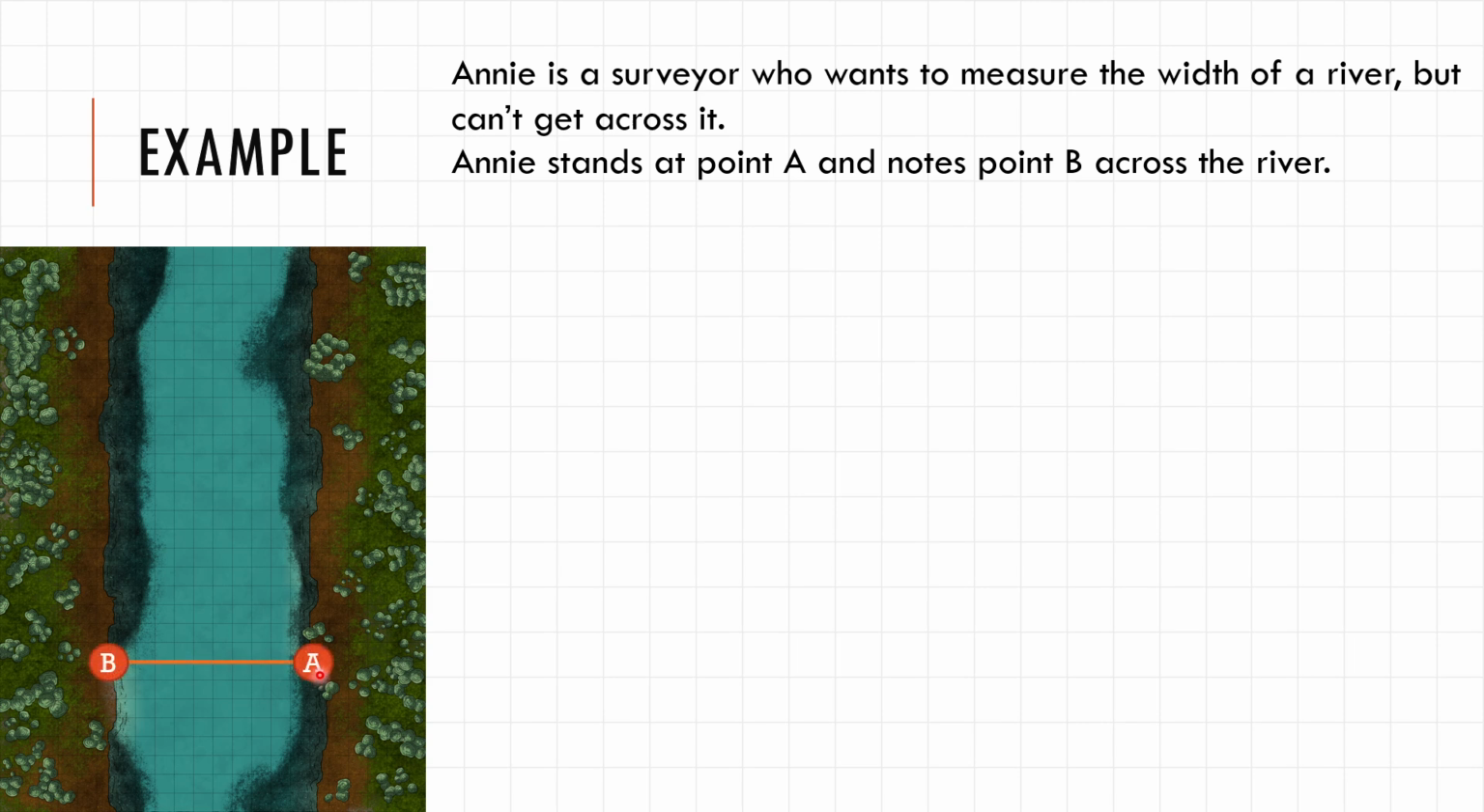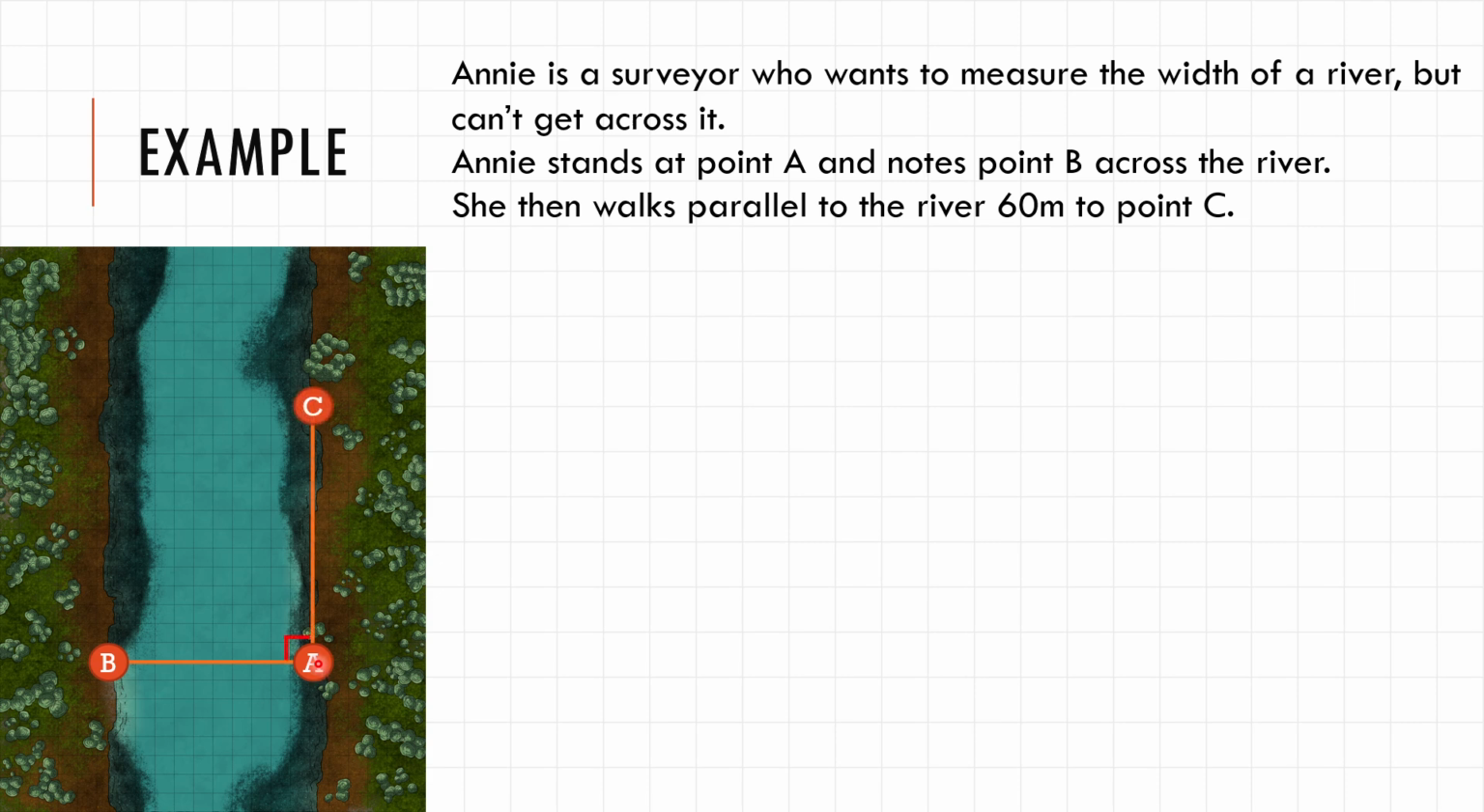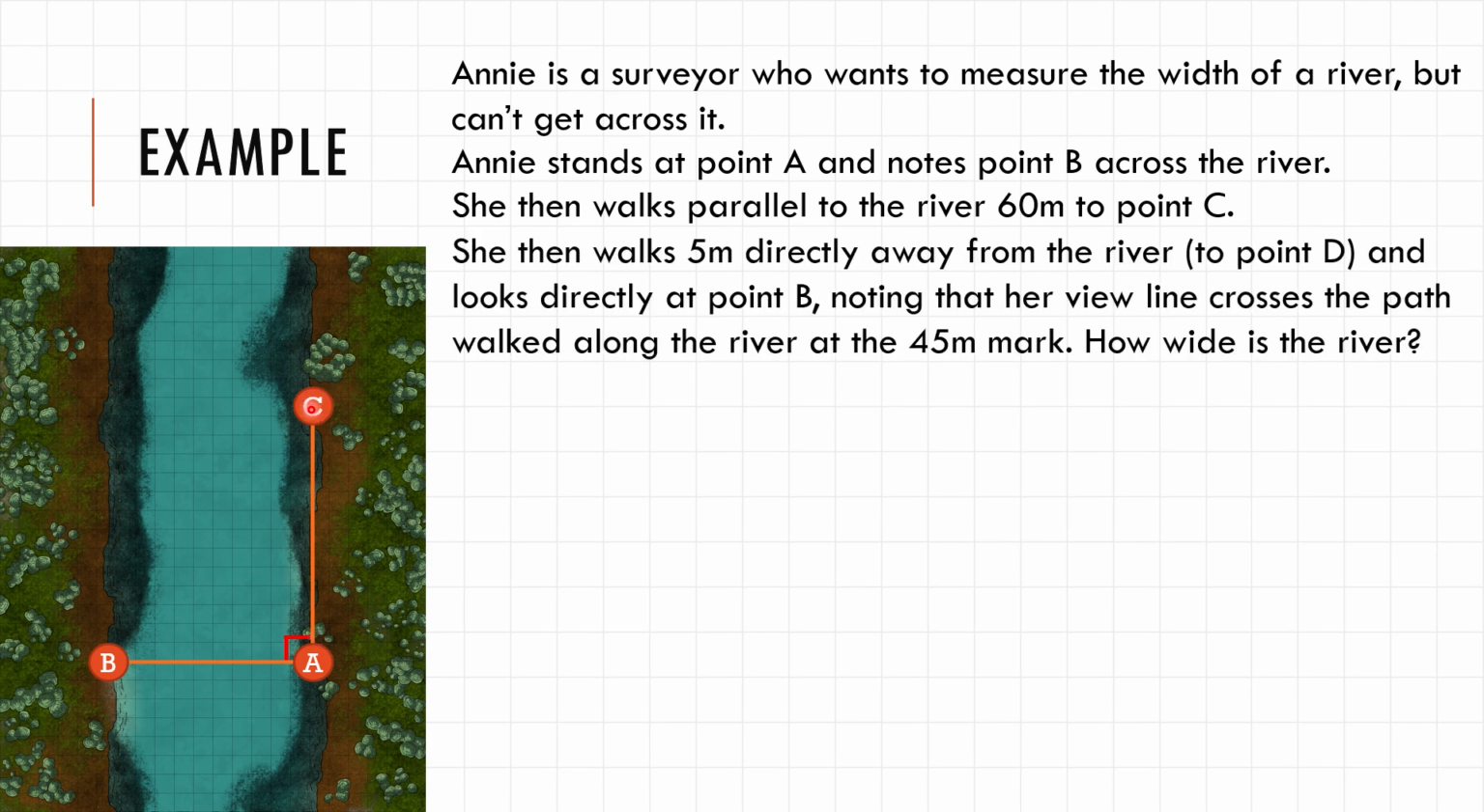Then she walks parallel to the river. She walks 60 meters to point C. And because she was looking directly across the river and walked parallel to the river, that created a 90-degree angle. Now, from here, she walks 5 meters directly away from the river to point D. And again, that creates another 90-degree angle.